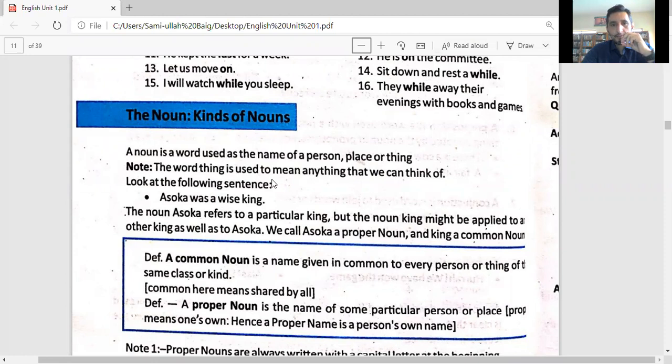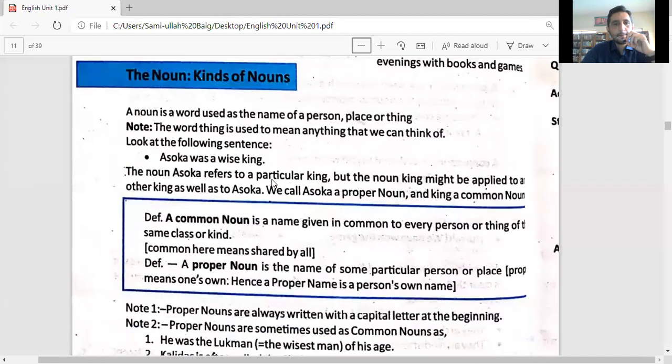Today we're going to study the kinds of nouns. We had previously taken an overview of the parts of speech, and today we'll be focusing on the noun. And it's something that you have mostly done in your previous classes as well. This year around, we'll go to some examples and some nuances of this topic.